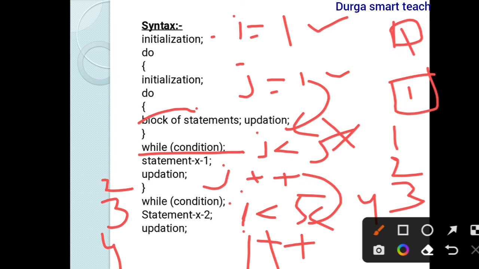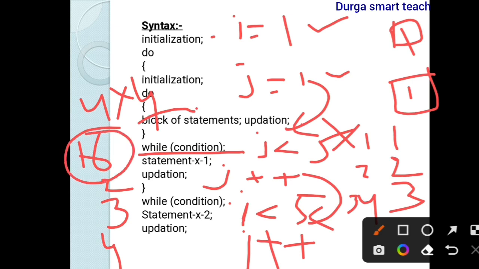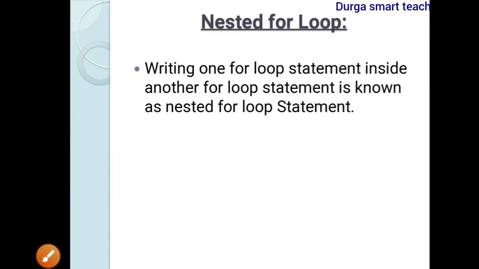Next, updation is done. Okay, i plus plus, 2. Again it goes to j value. Okay. So again 1, 2, 3, 4. So 4 into 4, 16 times this will be printed. Okay, that is do while loop.